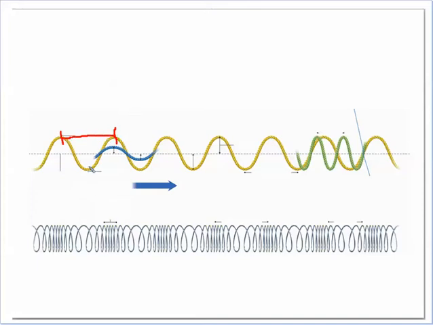Or again, with the yellow rope, we could do trough to trough, and that would be one wavelength. And if we were to measure crest to crest or trough to trough on the yellow rope, it should be the same length, and that would be the wavelength.